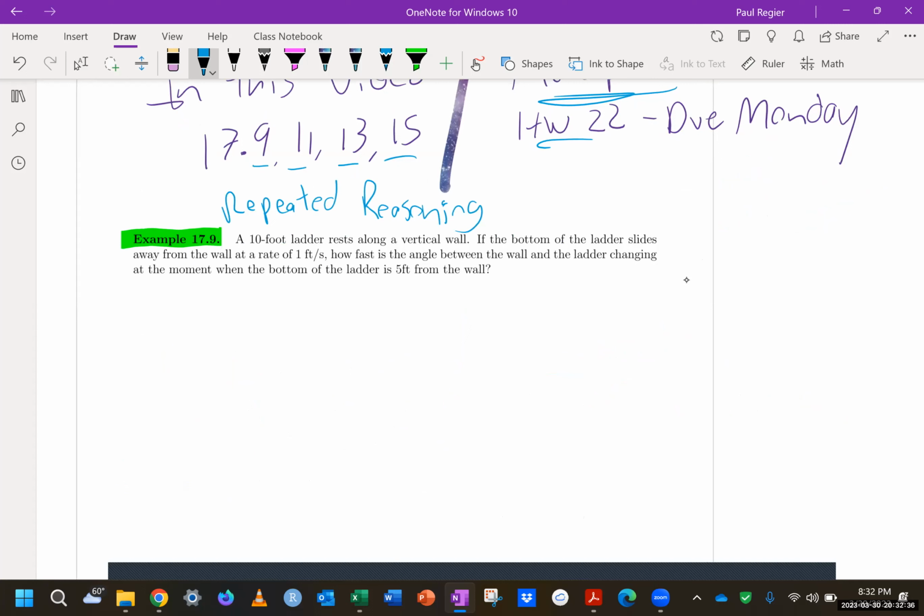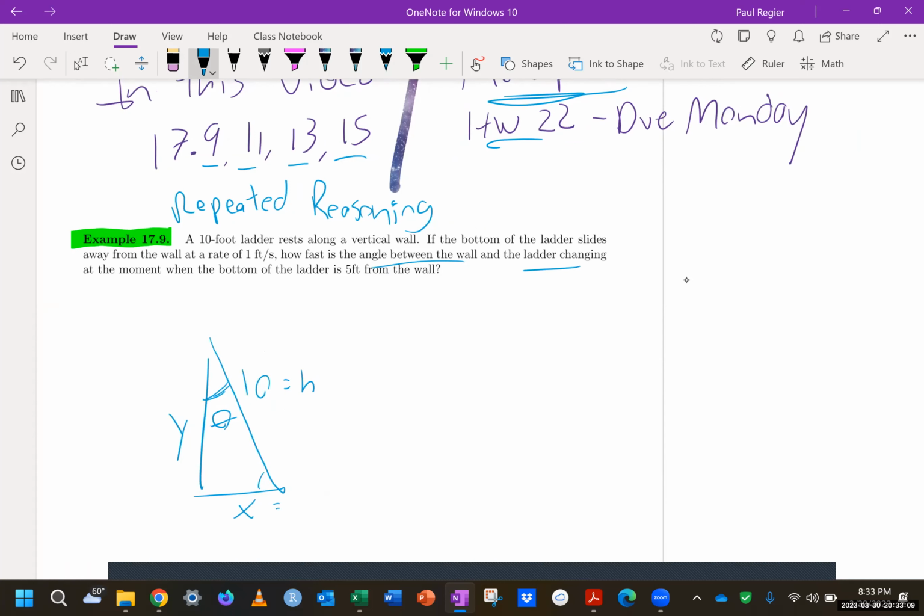So here's the ladder problem, but instead of looking at just x and y, here's my h, and I'm going to look at some angle theta, which is the angle between the wall and the ladder. I could put an angle down here, but that would be between the wall and the floor. So this is my angle theta that I want. That's my situation. h is 10 feet. The bottom of the ladder is 5 feet from the wall, and it looks like the bottom is sliding out at 1 foot per second.